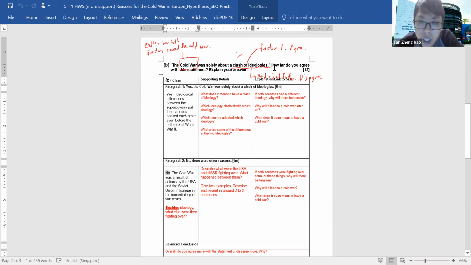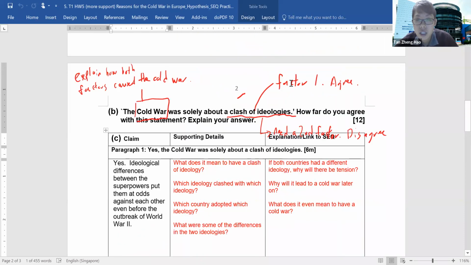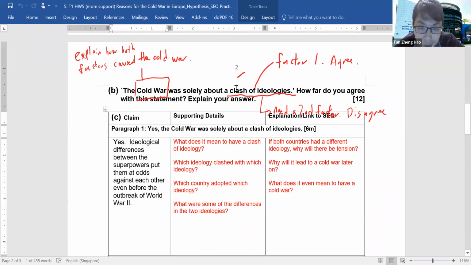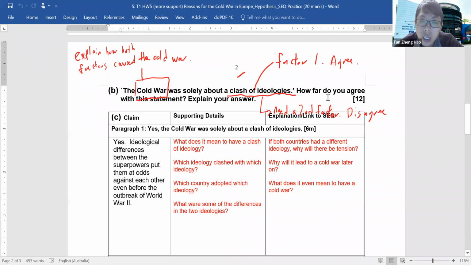I've highlighted here that clash of ideology is the first factor. So you want to first agree and explain why the clash of ideology led to the Cold War. The Cold War here is the question focus. So what is clash of ideology and how did it lead to the Cold War? After that, in the second paragraph, you need a second factor. Besides being about the clash of ideology, what else was the Cold War about? In other words, were there other things that led to the Cold War? Were they fighting over other things besides a clash in ideology? So you need one factor to agree, which is clash of ideology. The second factor, to disagree, is something else that led to the Cold War.